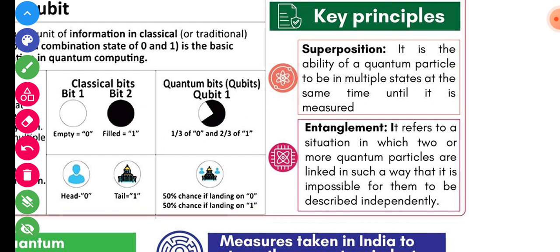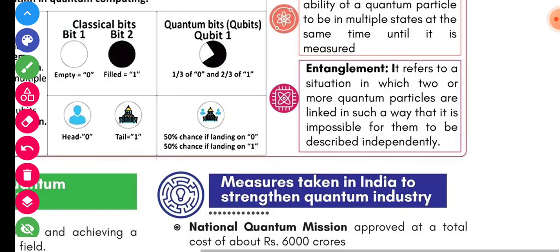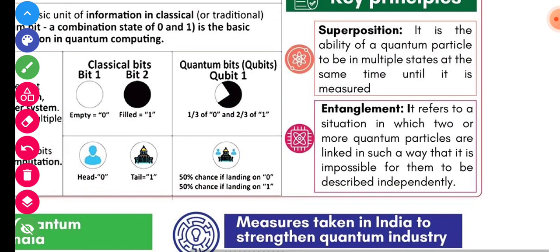And the key principles of quantum mechanics, the two principles of quantum mechanics, that is superposition and entanglement. What is superposition? It is the ability of a quantum particle to be in multiple states, that is in all directions at the same time until it is measured, that is, it does not stop at any point of time, it works from initial to end. And what is entanglement? Entanglement refers to a situation in which two or more quantum particles are linked in such a way that it is impossible for them to be described independently, that is, it does not work independently, whereas superposition works independently.